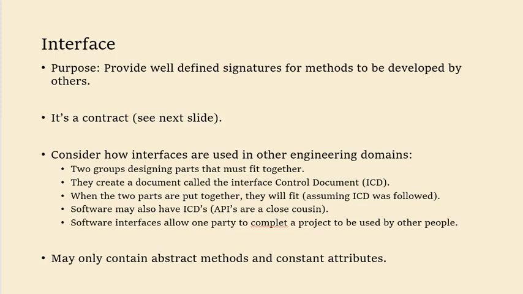The idea here is it's similar to an abstract class, but it only contains abstract methods. Nothing but abstract methods. And the only attributes that it contains are constants. So that's how it's distinguished from a class. So it only has abstract methods, and if it has any attributes at all, which they often don't, they are constants.